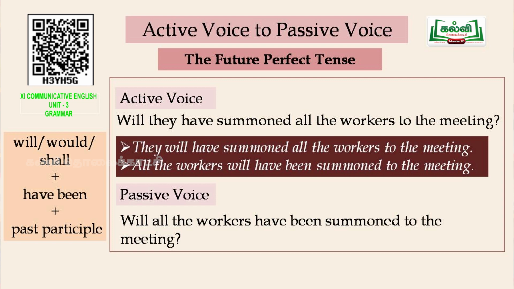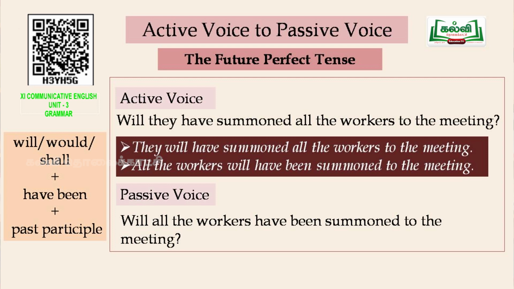Now here we shall move on to the future perfect tense. The rule is will or would or shall plus have, because it is perfect, have been plus past participle of the verb. Sentence number 1, they would have closed the shops by now. They would have closed what? The shops. So the passive form starts with the object of the active form. The shops. Would have closed is the verb I find in the question. So it will change to would have been closed. So what is my answer? The shops would have been closed by now.